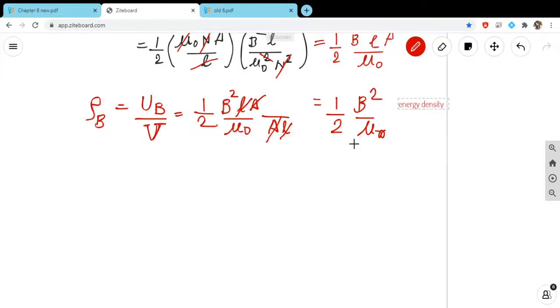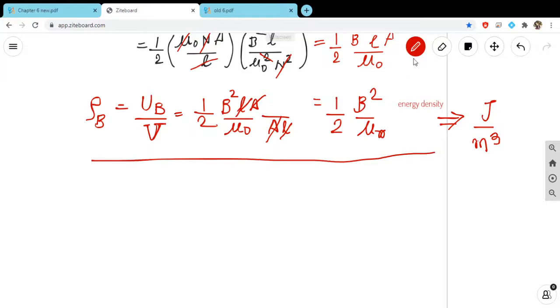Energy density means energy per unit volume. So the unit will be joule per meter cube, and that is called energy density. This is the energy density for the solenoid. You see here that the same equation was derived for the capacitor.